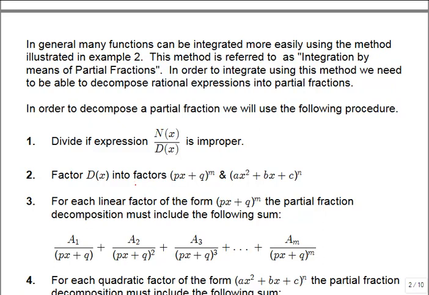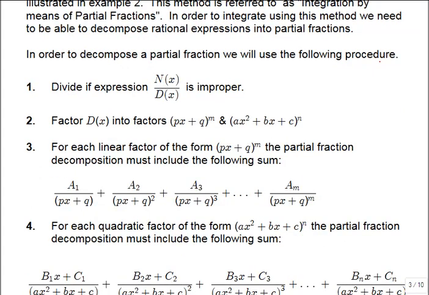to part 2. So step 2 says once you've got your fraction reduced, you're going to completely factor your denominator. And we're going to factor it into linear factors of the form px plus q, possibly raised to powers, or quadratic factors like this, possibly raised to powers. Now for each of the factors that show up in your denominator, for the linear factors, you're going to create a fraction for each power that this power up here goes to.